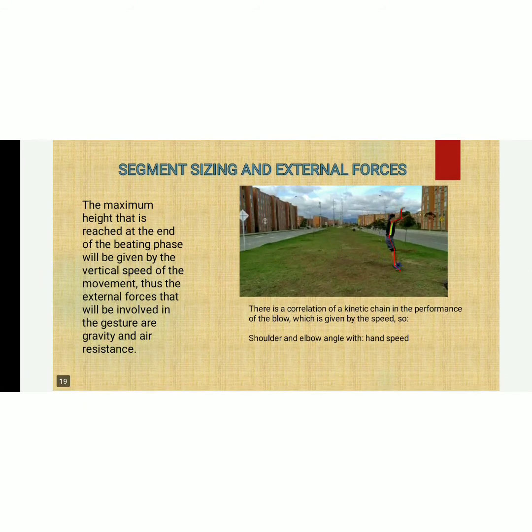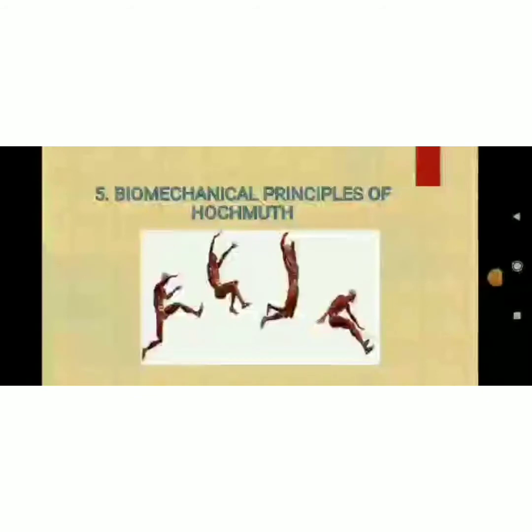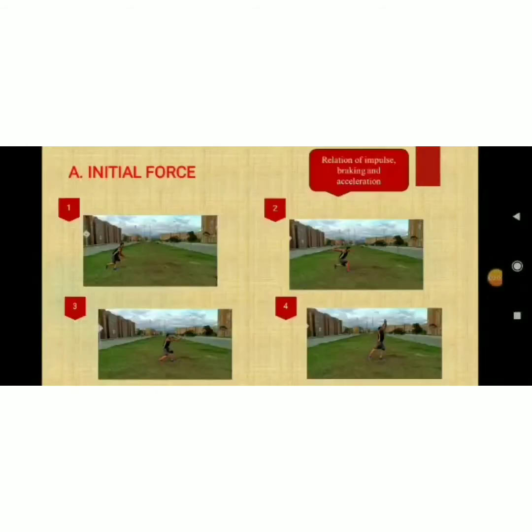The maximum height that is reached at the end of the beating phase will be the hip's vertical speed at that moment. These are the external forces that will be involved in the gesture: gravity and air resistance. Biomechanical principles. Initial force. The number of steps in the impulse run depends on the characteristics of the subject.